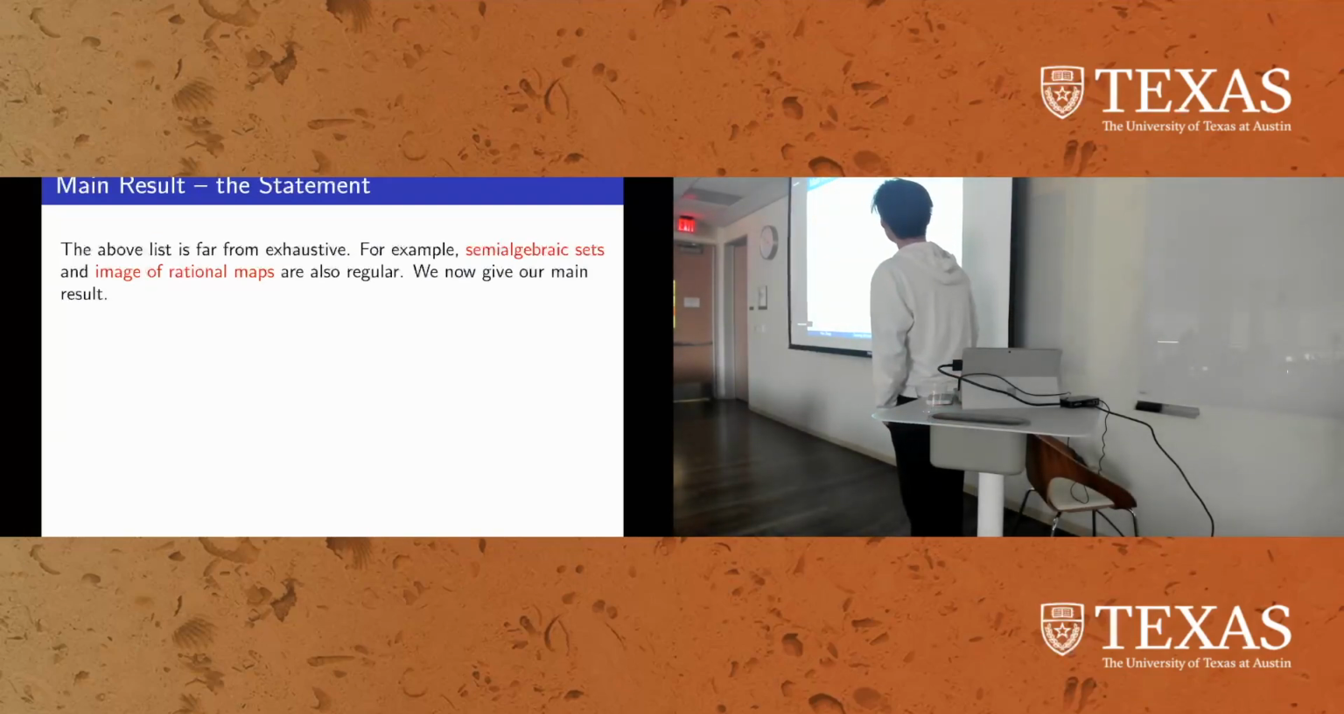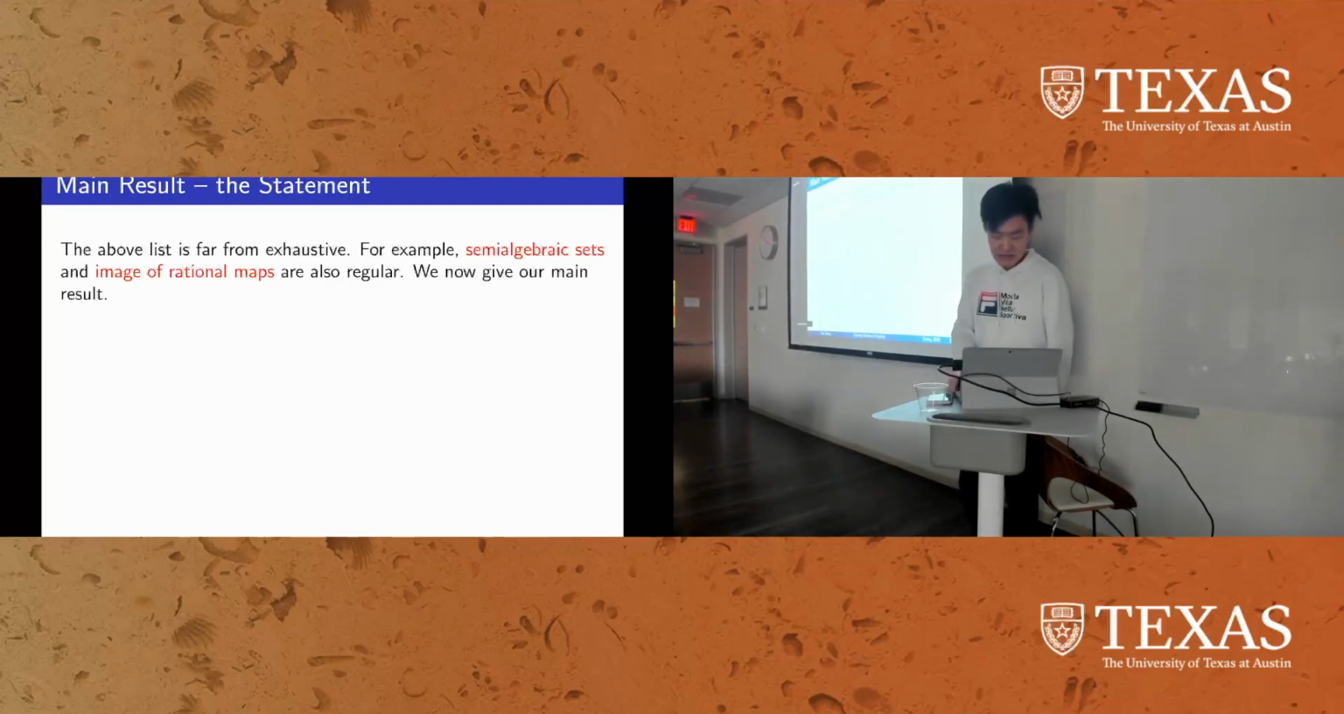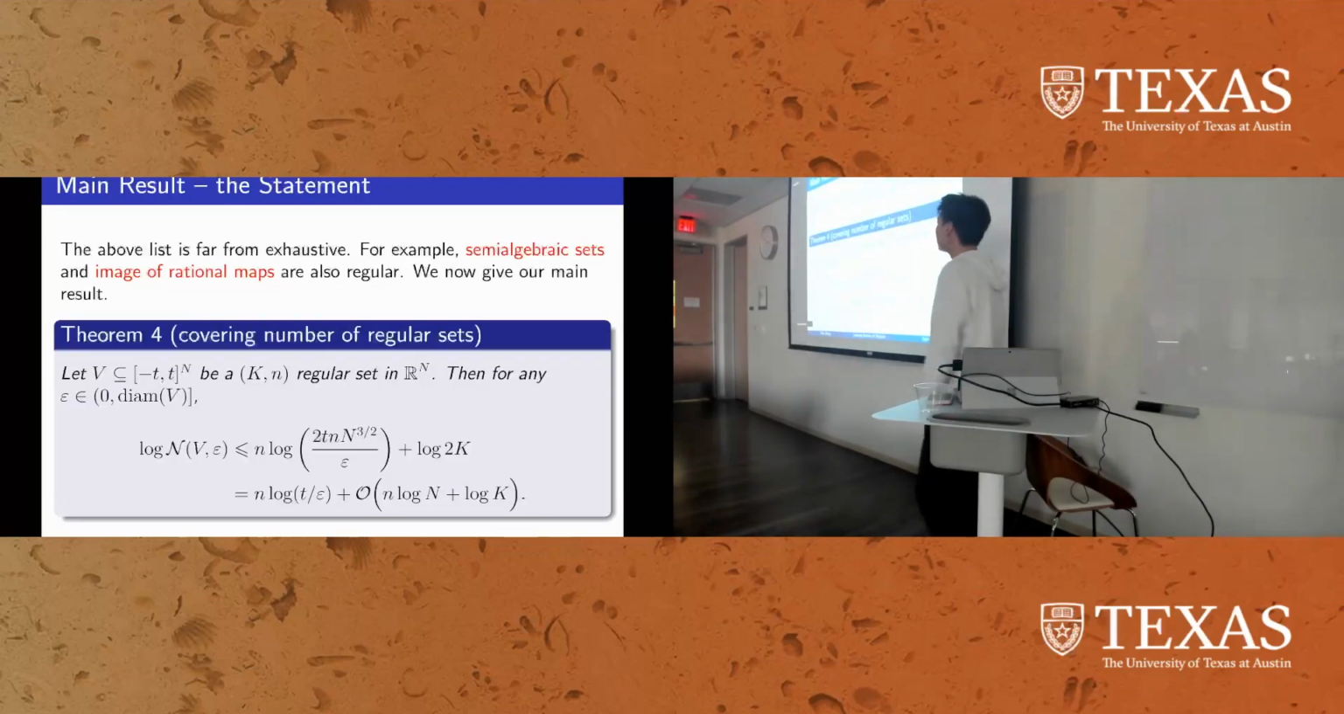We also show the semialgebraic sets, which are the feasible sets of polynomial inequality constraints, are regular, and we show that the image of rational maps, which is the ratio between two polynomial maps, are regular, and we can compute the K, n tuples regularity parameters explicitly. So the bound for all K, n regular sets is this.